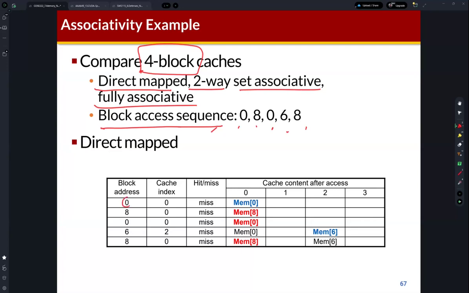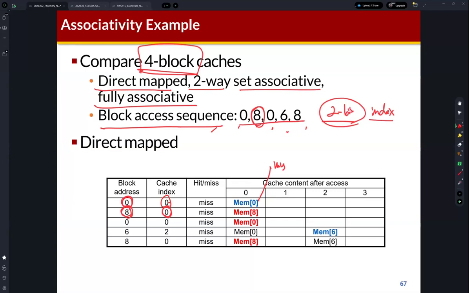So the block address is 0, then the cache index is 0. Because it's a 4-block cache, the lower 2 bits of the block address will be used as the index of the cache, right? So the cache index is 0 for the 0. Initially the cache is empty, so it's a miss. And then the block address is 8. Then the cache index is also 0. What's the problem?